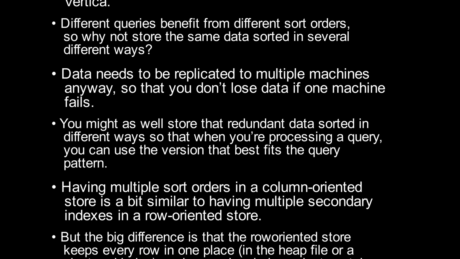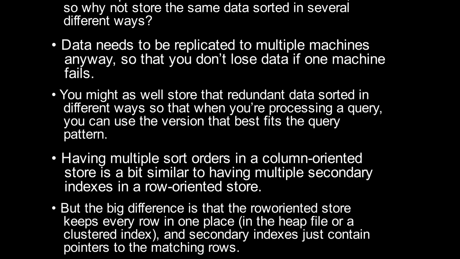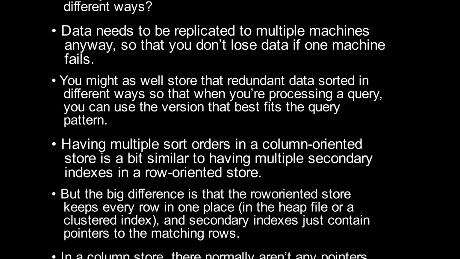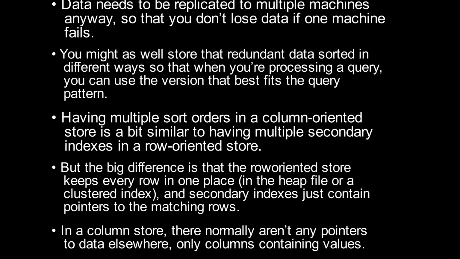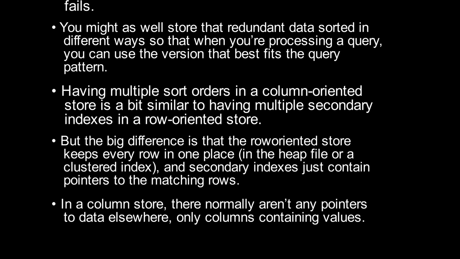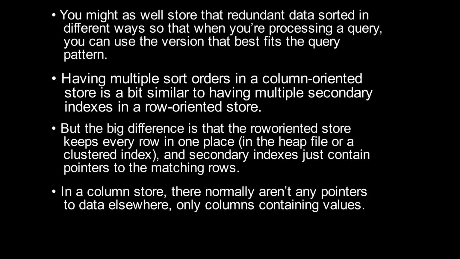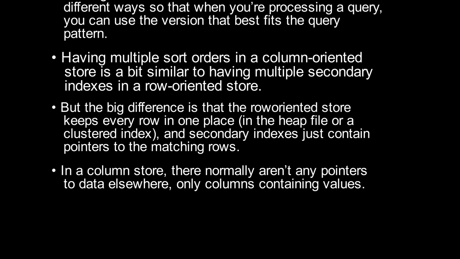Having multiple sort orders in a column-oriented store is a bit similar to having multiple secondary indexes in a row-oriented store. But the big difference is that the row-oriented store keeps every row in one place in the heap file or a clustered index, and secondary indexes just contain pointers to the matching rows. In a column store, there normally aren't any pointers to data elsewhere, only columns containing values.